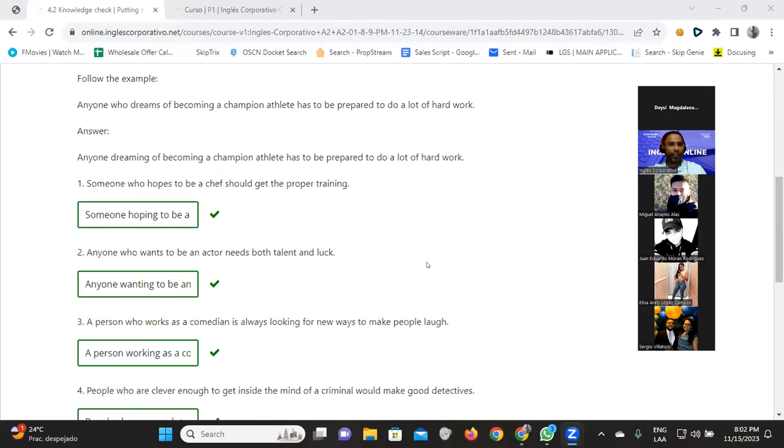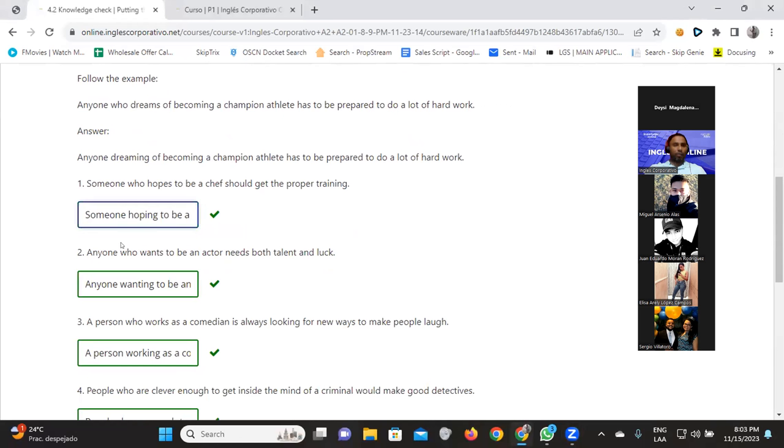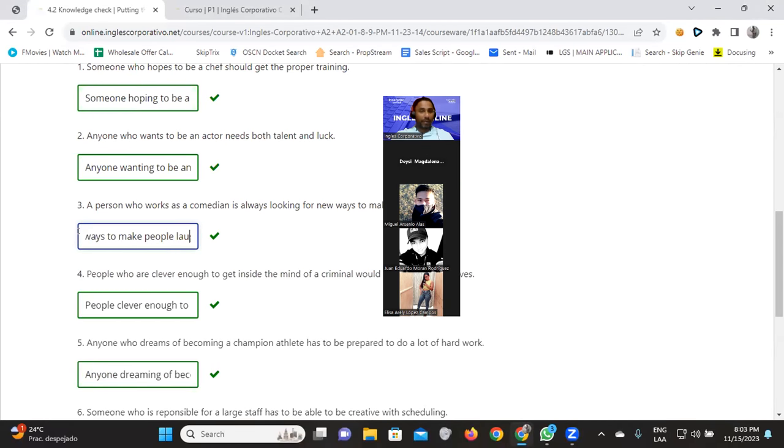All right, so we finished section 4.2. The first one was: someone hoping to be a chef should get the proper training. Number two, anyone wanting to be an actor needs both talent and luck. Number three, a person working as a comedian is always looking for new ways to make people laugh.